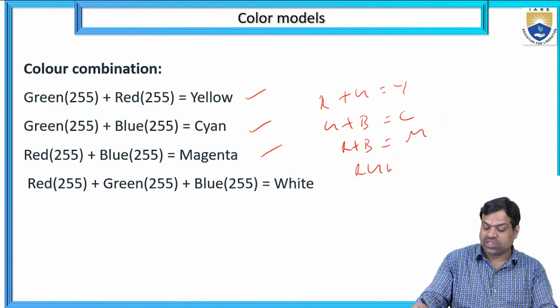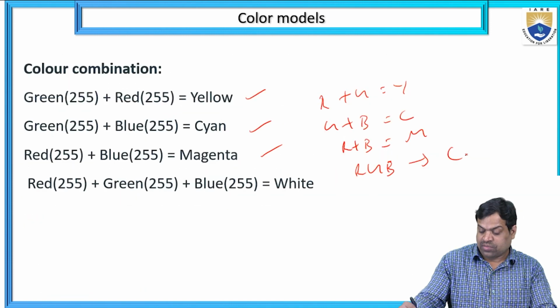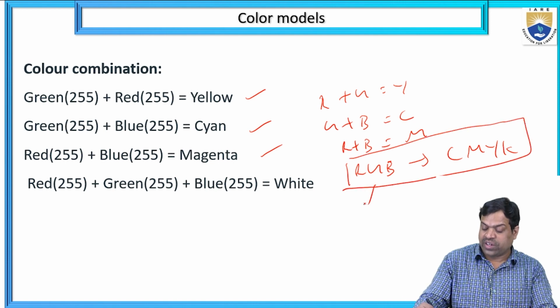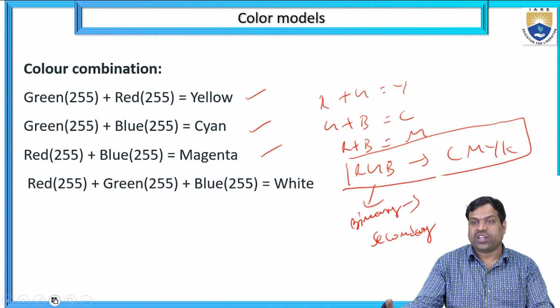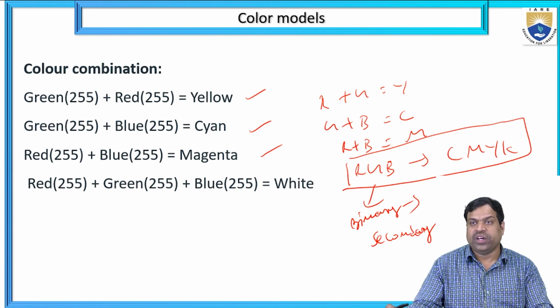So RGB is converting to the YCM, that is CMYK. So RGB is converting to the CMYK. So primary is converting to the secondary. How is it possible? What are the primaries here? Red, green, blue. So a combination of these colors converts to the secondary. Green plus red equals yellow, green plus blue equals cyan, red plus blue equals magenta.